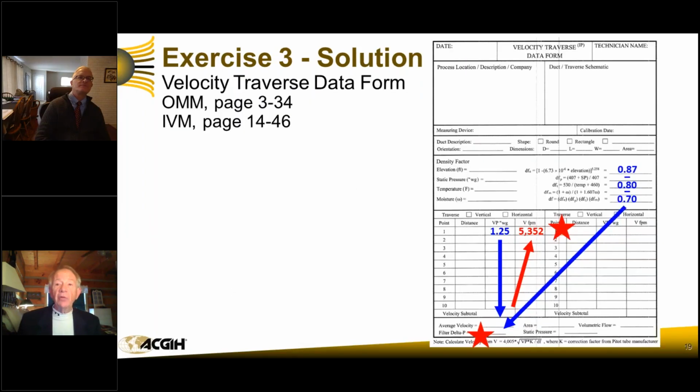So now we see that we've got both on our velocity traverse form, we've got our 0.87, our 0.80. So our total is 0.70 for our total density factor. When we get our reading of 1.25 here, we will divide by 0.7 and take the square root of that, and that will end up giving us a real velocity of 5,352 feet per minute. And that, of course, will change our CFM when we get to the bottom to come up with a volumetric flow rate once we take a lot of measurements.